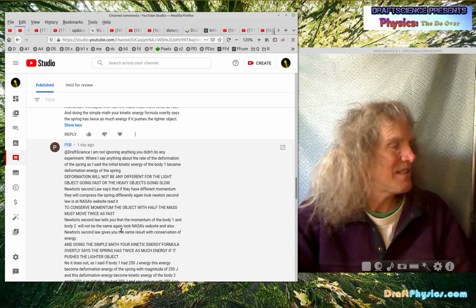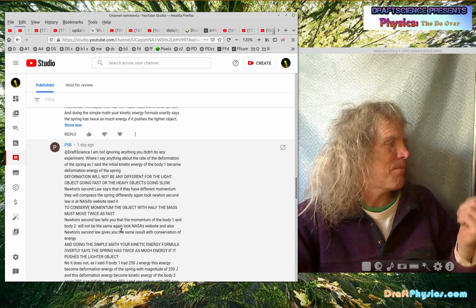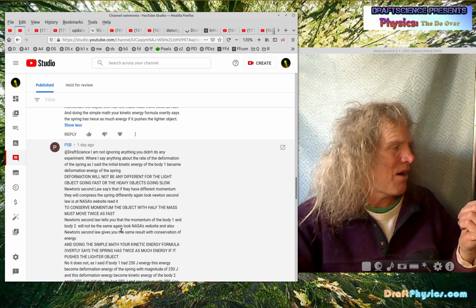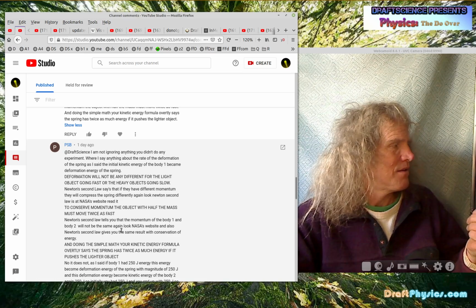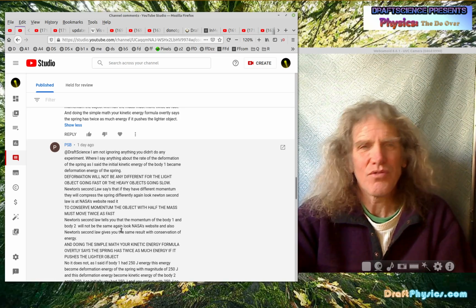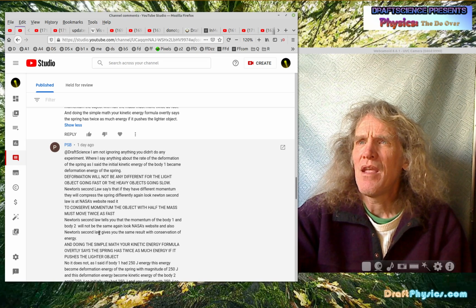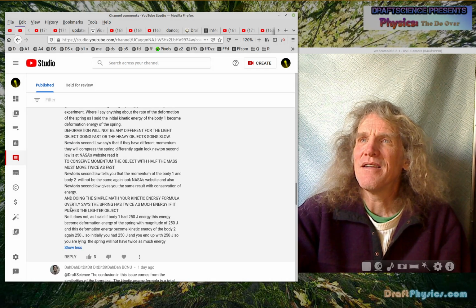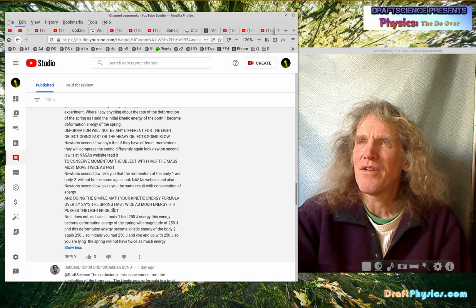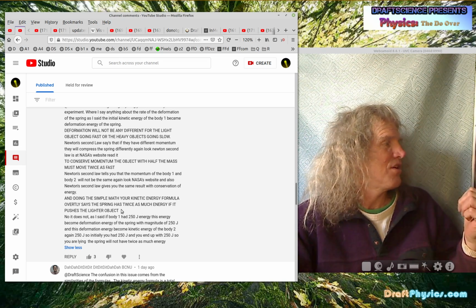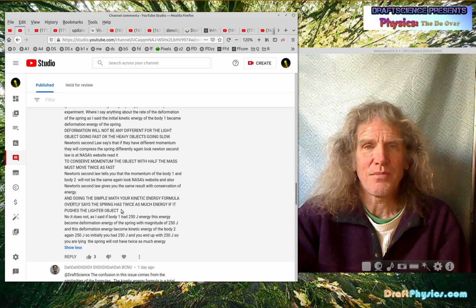MV, idiot. So he's saying that if I put the same spring compression with half the mass, one of these won't be going twice as fast as the other. That somehow I won't get exactly that as an outcome. That if I put half the mass, I'll get twice the velocity. He's saying Newton's law says that doesn't work. Of course, Newton's laws say exactly the opposite. And also Newton's second law, he's doing it again, gives you the same result with conservation of energy. So it's just absolute nonsense. Doing the simple math, your kinetic energy formula overtly says the spring has twice as much energy if it pushes the lighter object. That's the overt fact. It's saying you get twice as much out if you put a small object on the spring.